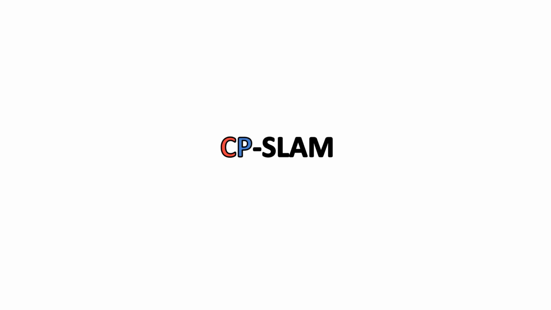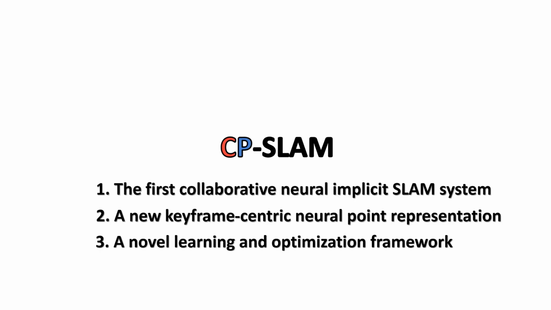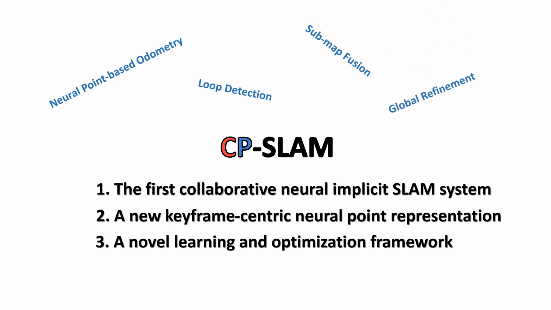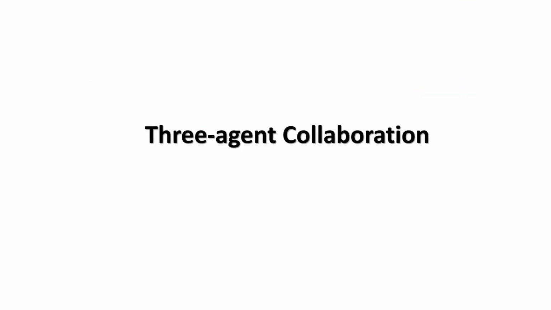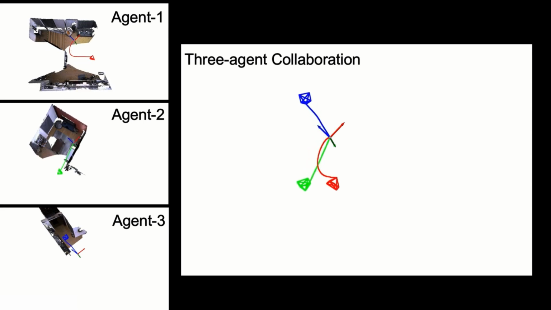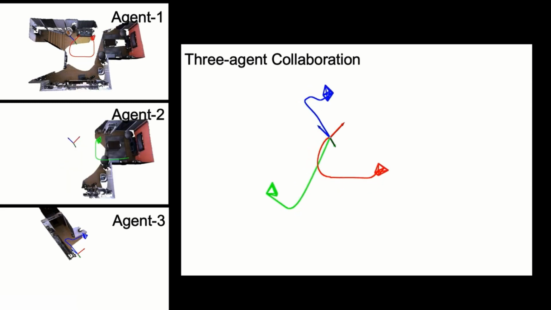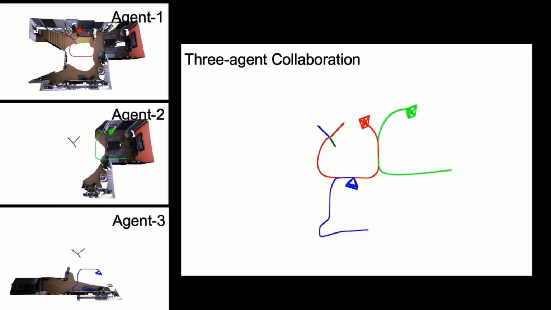So far, we have successfully developed an entire neural implicit visual SLAM system, CP-SLAM. CP-SLAM is the first collaborative neural implicit SLAM system, which is composed of neural point-based odometry, loop detection, submap fusion, and global refinement. Finally, let's take a look at how the CP-SLAM system accomplishes collaborative exploration in an apartment environment, which demonstrates the superior accuracy and robustness of our proposed system. Through collaboration, a more complete scene can be reconstructed with higher efficiency.